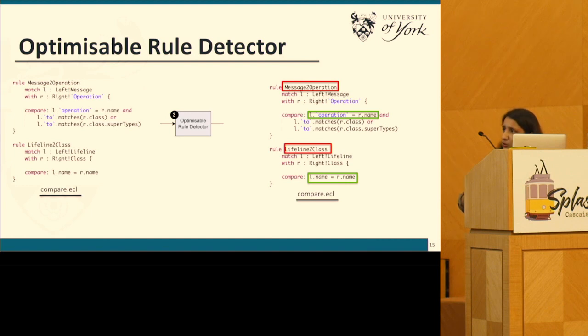Now we will come to the second part, which is the detection of optimizable rules. So here what we do is we basically find out expressions like this, where we are comparing using an equal operator. So now we know that we only need to compare those lifeline to classes where the name is similar. Currently, it will compare all the lifelines with all the classes. But if we know this beforehand, we can index this, right?